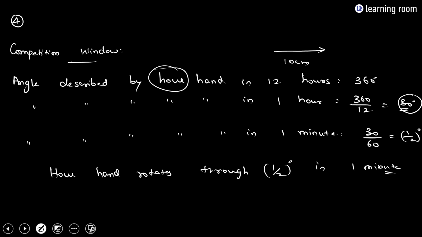So read the question carefully. What are they asking? The minute hand of a clock is 10 centimeter long. Find the area of the face of the clock described by the minute hand when it moves from 9 a.m. So the minute hand was at 9 a.m. like this, and at 9:35 a.m. it will be like this. So what is the angle covered by it? What is the angle covered by the minute hand in 5 minutes? Or what is the angle covered by it in 1 minute?